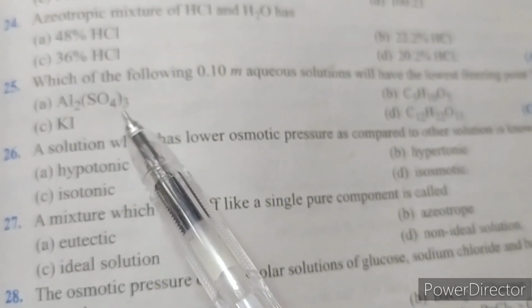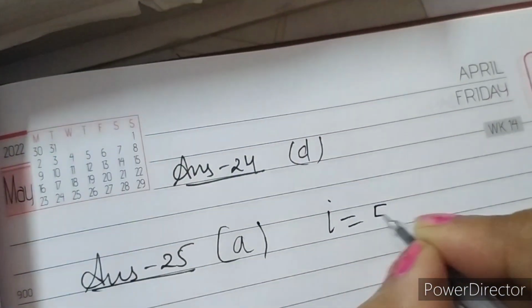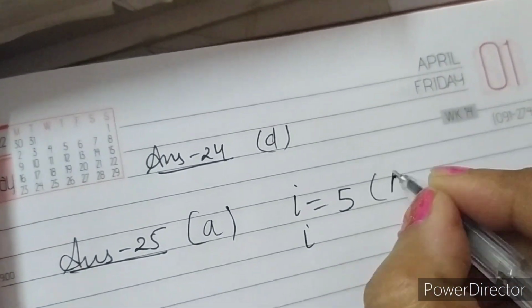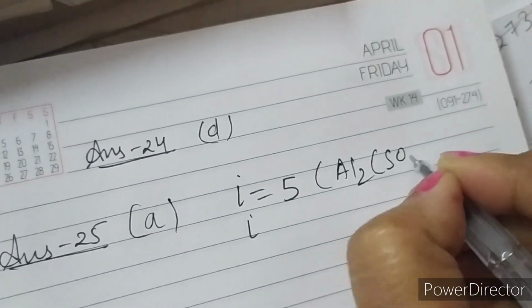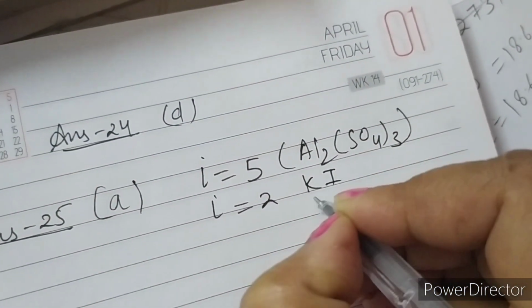So it will have the lowest freezing point, having maximum ions. So answer number 25 is A, because i for aluminium sulfate is 5 and for KI it is 2, because it will give you 2 ions and the other will give you 5 ions.